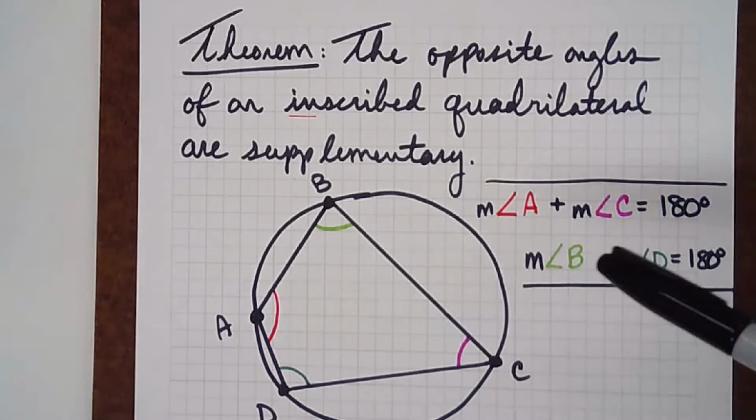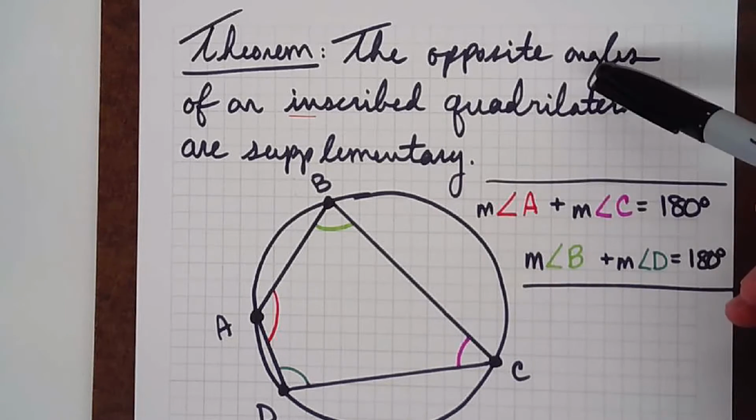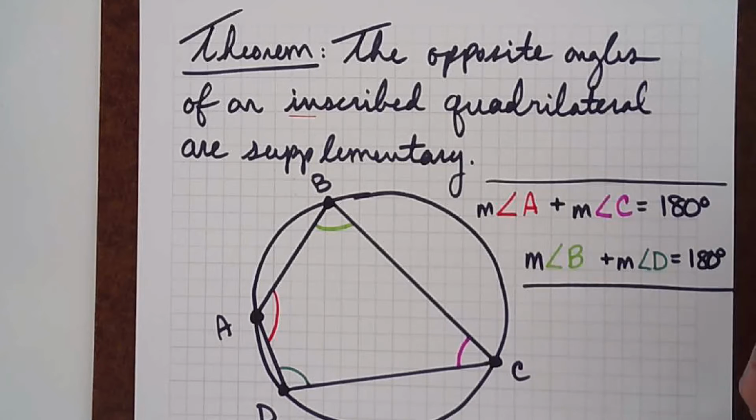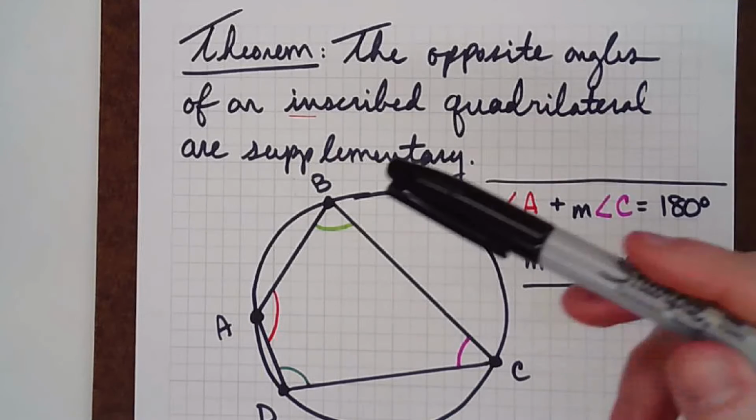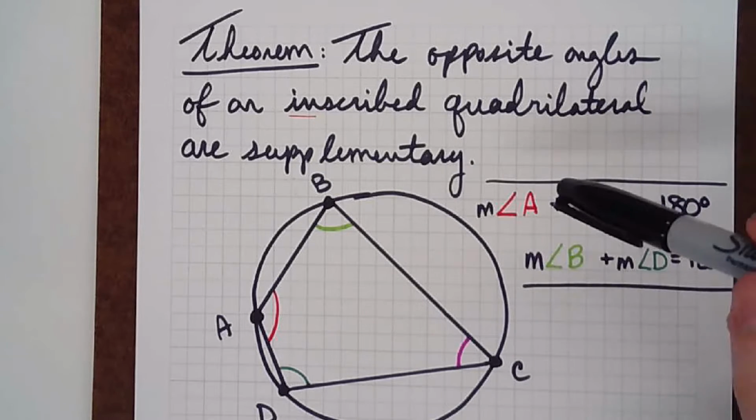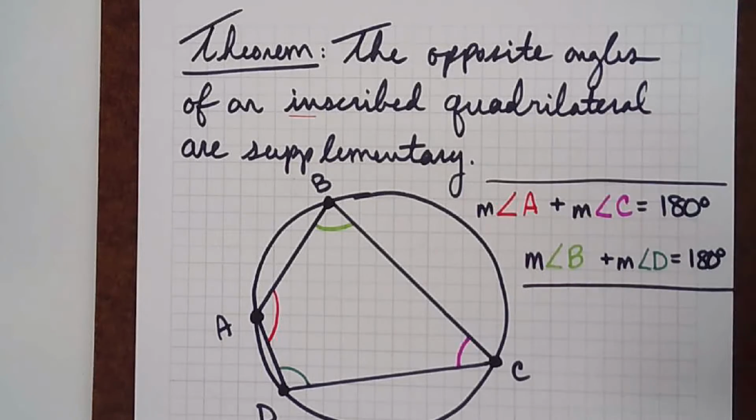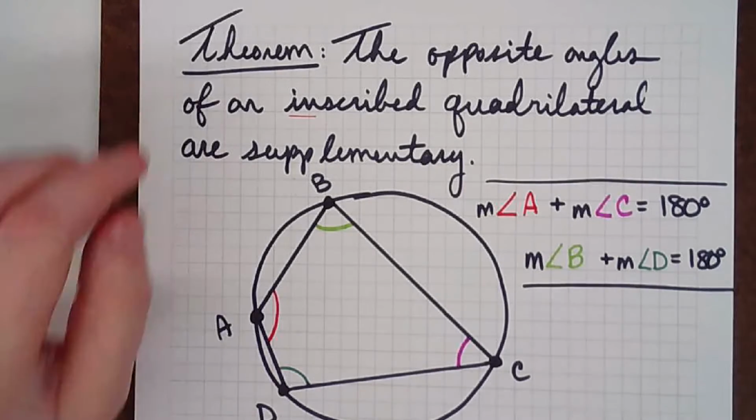So again, the theorem says the opposite angles, the ones across from each other, of an inscribed quadrilateral are going to be supplementary. So why is this true? Let's prove it. First things first, we need our circle.